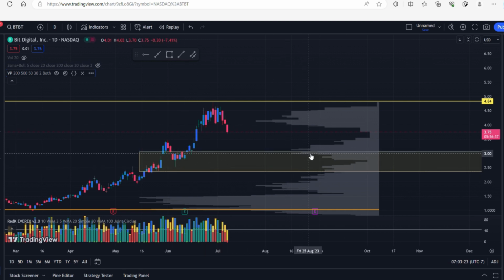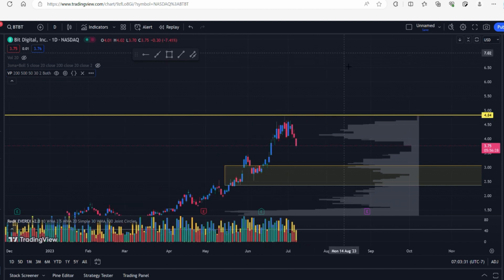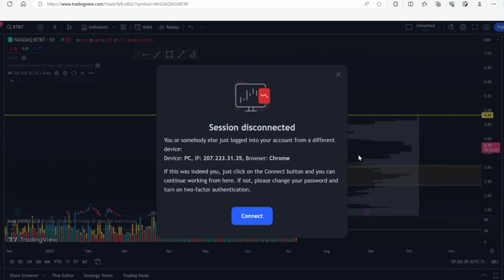But right in this area, that's where I'm looking, about the $3 range. I'm expecting this to slow down and start curling back up. If I start seeing that, I'll start getting quite excited about this move upward into the higher $5-6 range from that zone there.